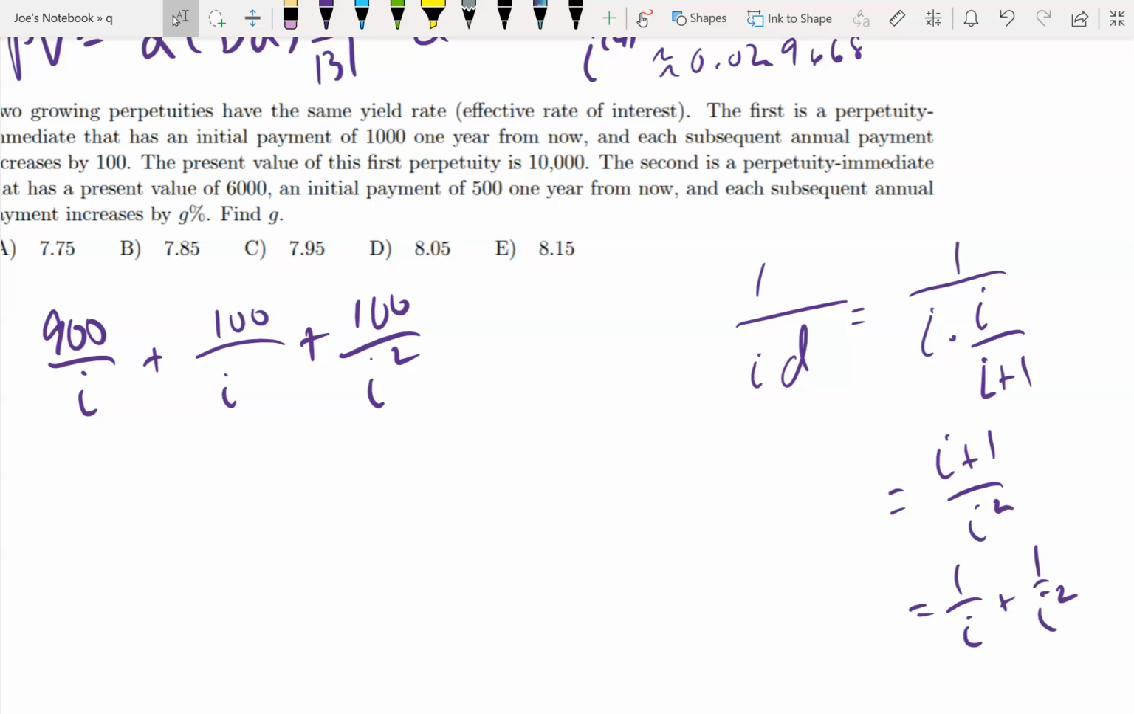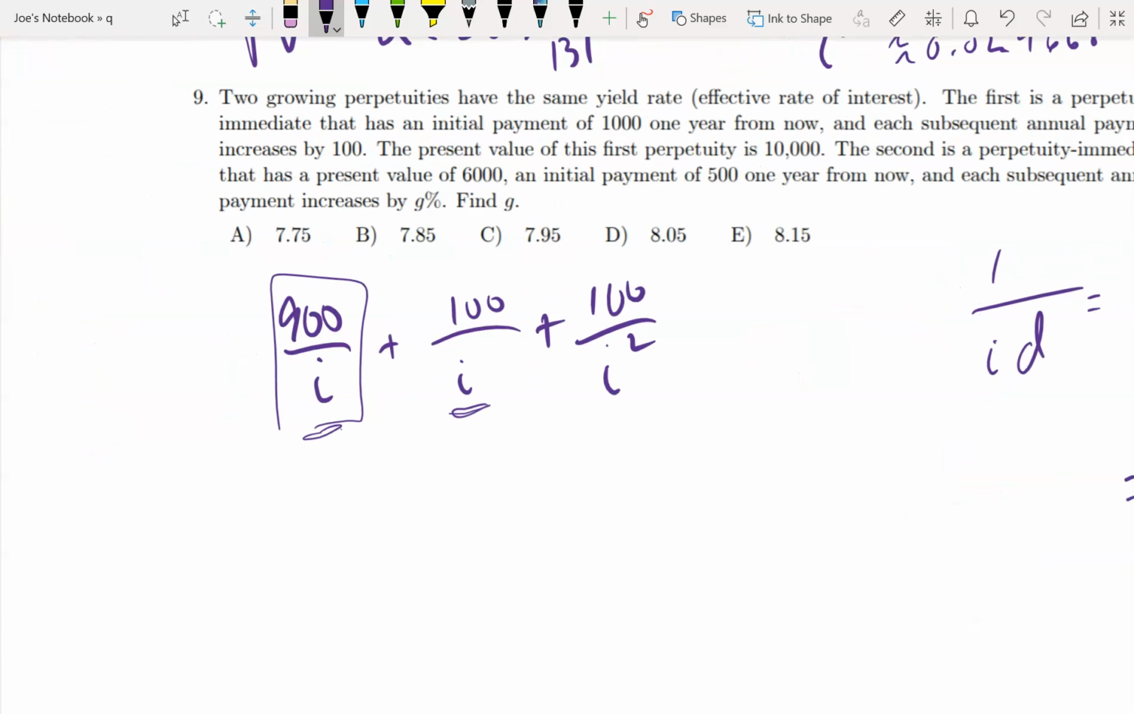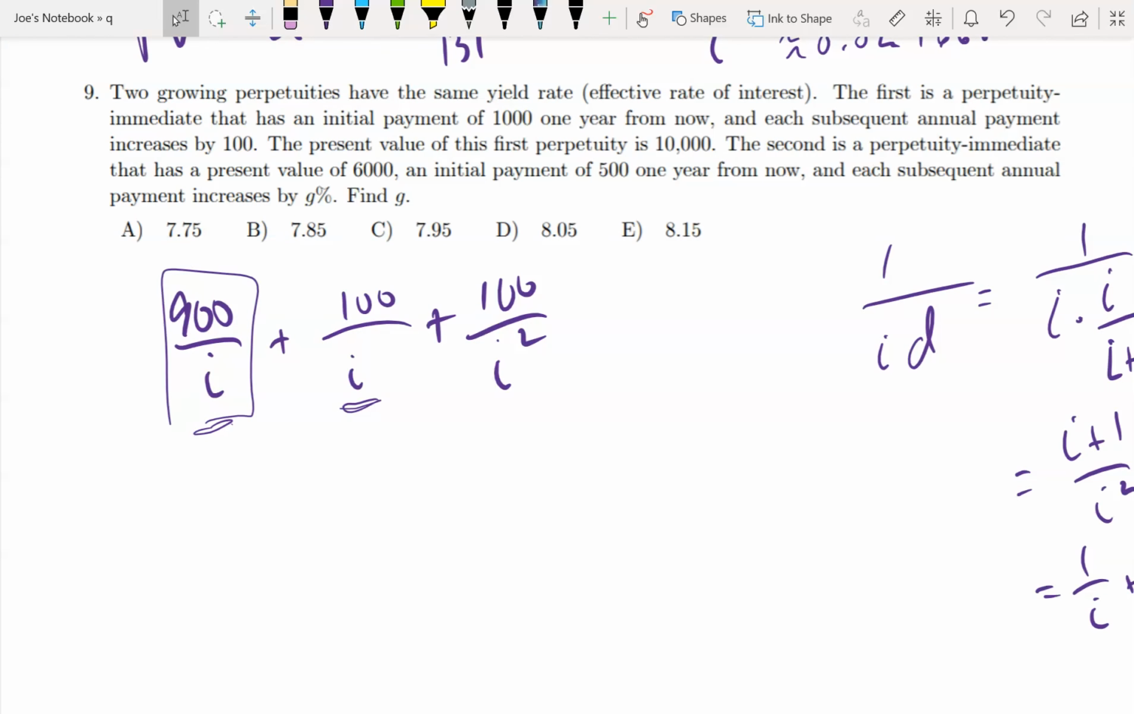Sam, so for the first term, you don't have to put a V on it? Here? Yeah, the 900. No, because this is the present value of a perpetuity immediate. So it takes care of it. I don't have a V on that one because it's not 2 years from now, it's just 1 year from now. If it were 2 years, then you would put 1 V in it, right? Because remember, the perpetuity immediate assumes that you're moving it back 1 period automatically.